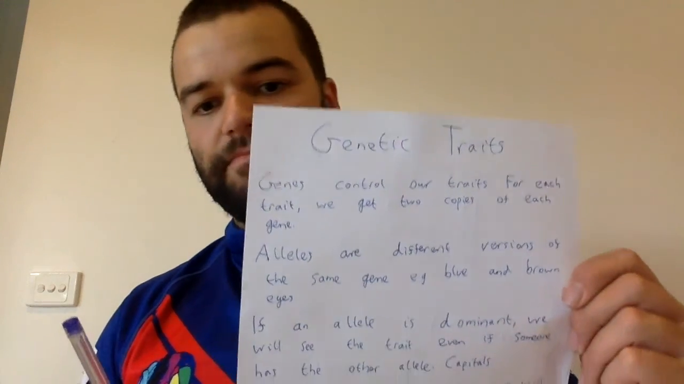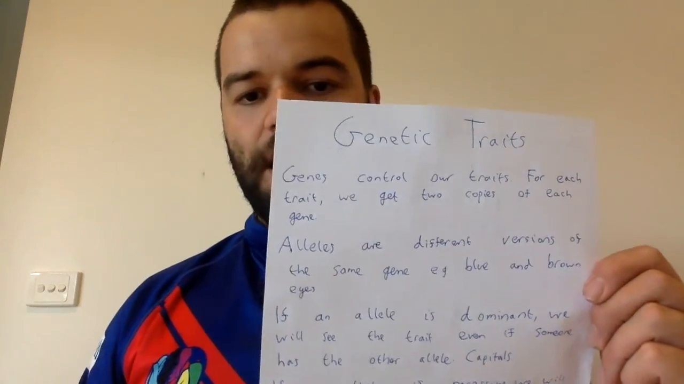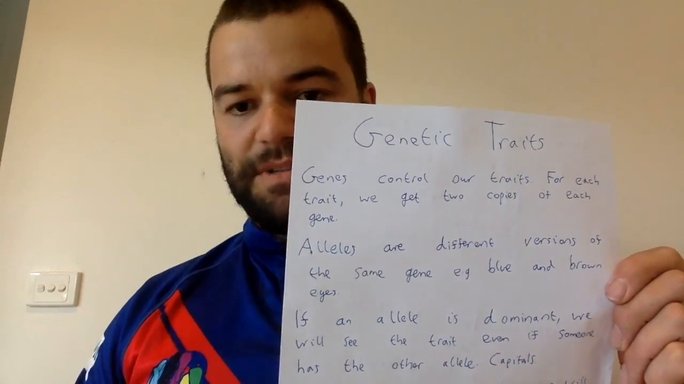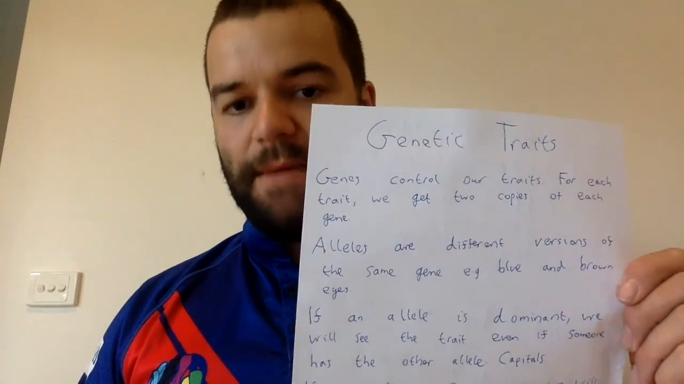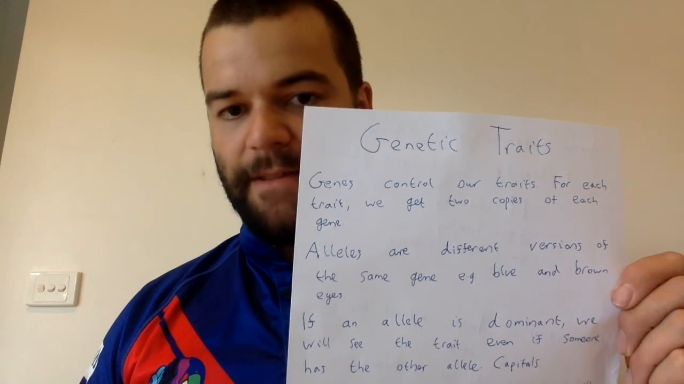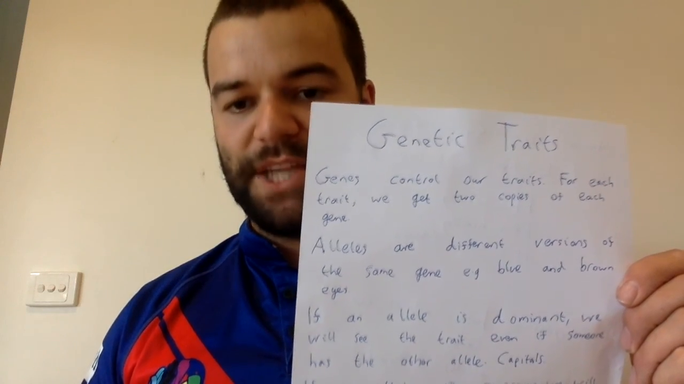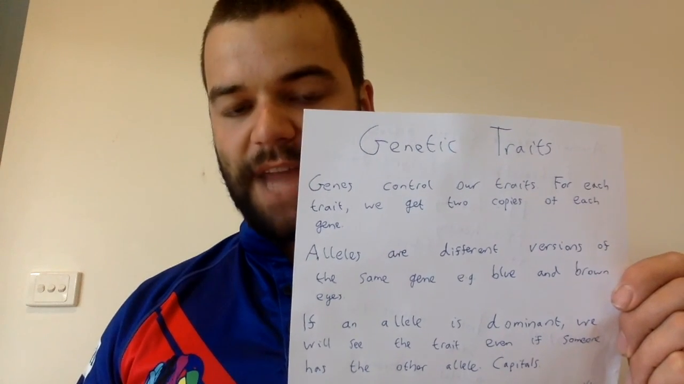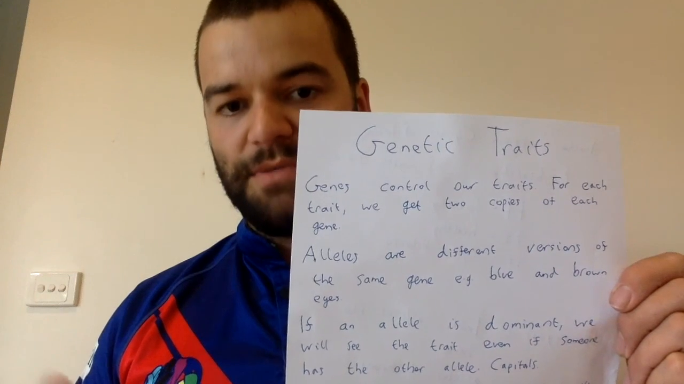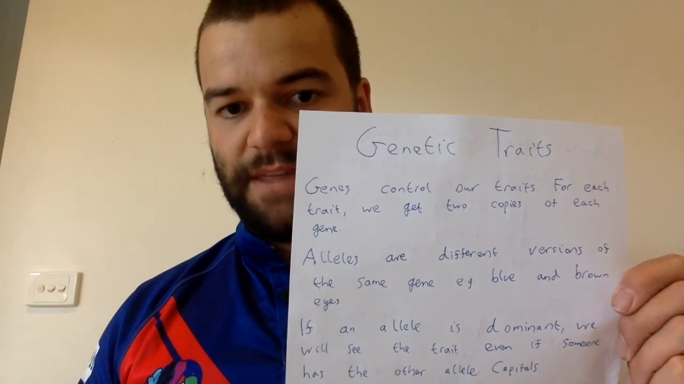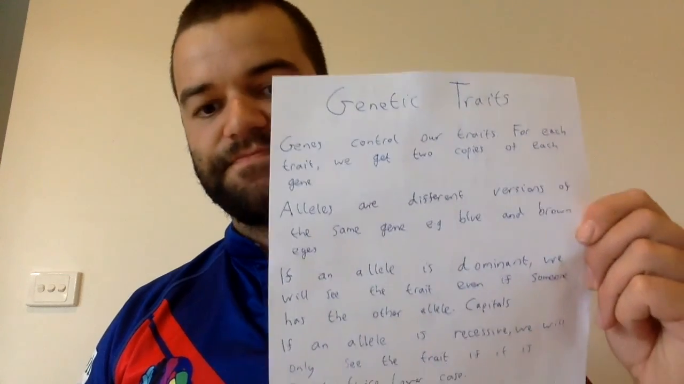Okay? The next key word we want to look at is dominant. If an allele is dominant, we will see the trait even if somebody has the other allele. What I mean by that is we're hopefully aware that we get 2 copies of every gene, 1 from each parent. If an allele is dominant, even if the other allele is present, we will see that trait due to the way that it works. We'll look at an example of a dominant trait later on.